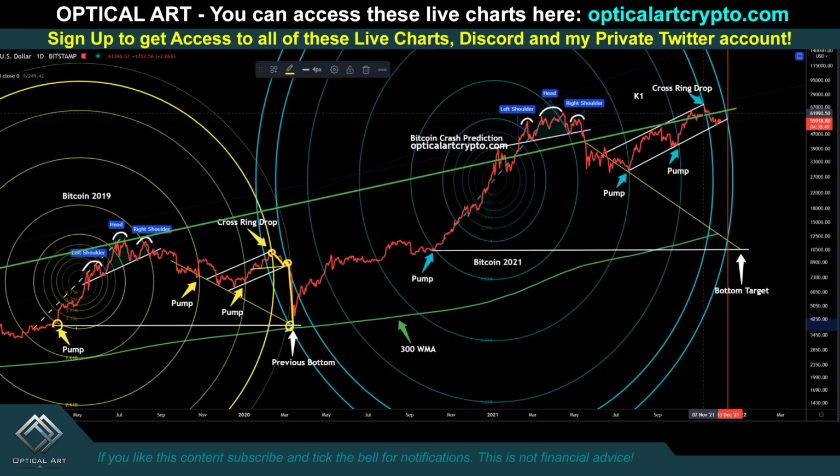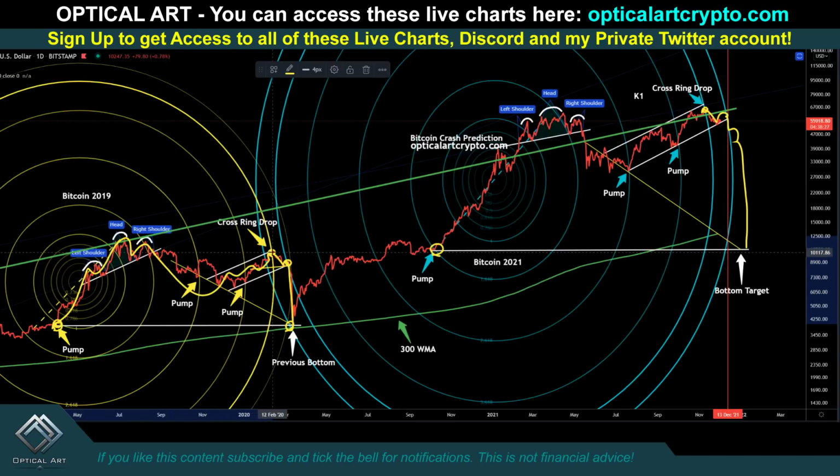We just crossed this ring. I showed you the published version. We crossed this ring, we dropped down to support. So now we're going to push up and form a right shoulder. When we make contact with this ring, just like in 2020, we're going to have a crash all the way down to the point we pumped from. Just like back here, we pumped from this point, pushed up, head and shoulders, broke down, moved up this channel, crossed this point, made contact with this ring, and dropped to the point we pumped from, right?